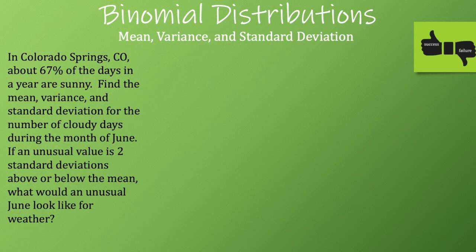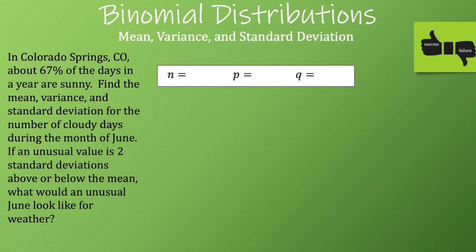In Colorado Springs, Colorado, about 67% of the days of the year are sunny. That's awesome. Find the mean, variance, and standard deviation for the number of cloudy days during the month of June. If an unusual value is 2 standard deviations above or below the mean, what would an unusual June look like in terms of weather?